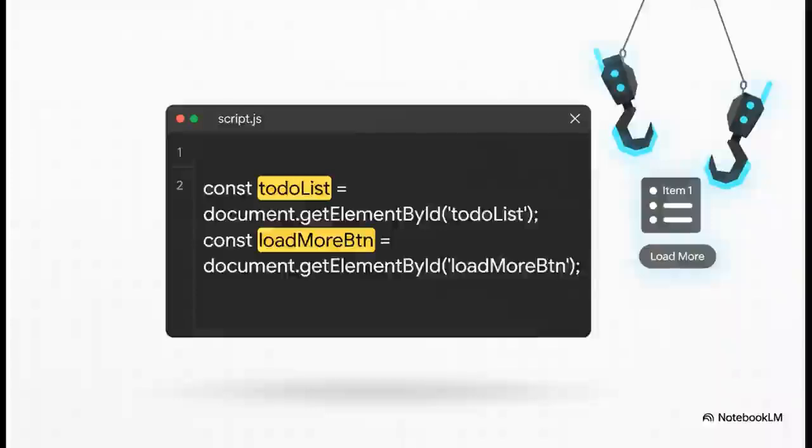We have const todoList equals document.getElementById('todoList'), and right below it, const loadMoreBtn equals document.getElementById('loadMoreBtn'). These two constants are our literal hooks into the HTML document. We are explicitly telling the browser, hey, go find that specific list container and that specific button and lock them into these JavaScript variables right now so I have a direct pipeline to them at all times.